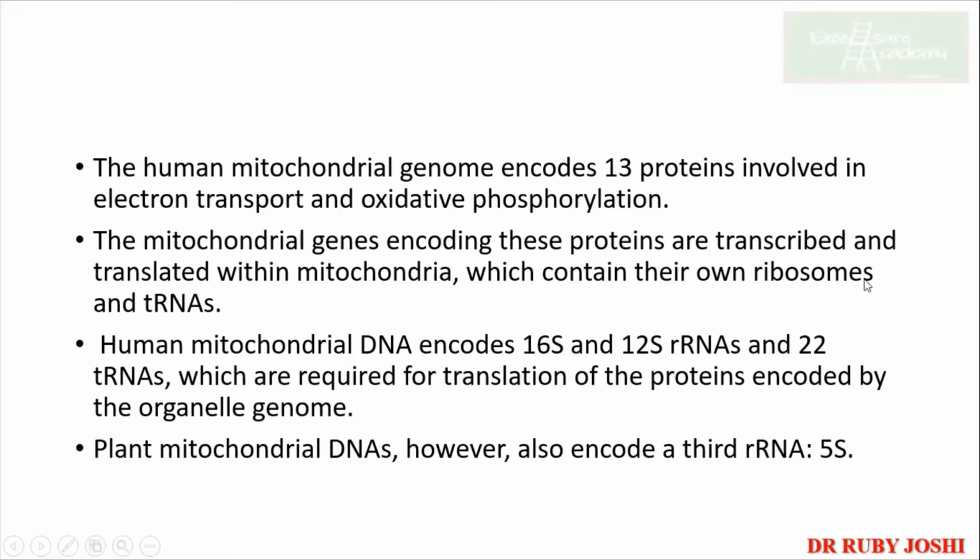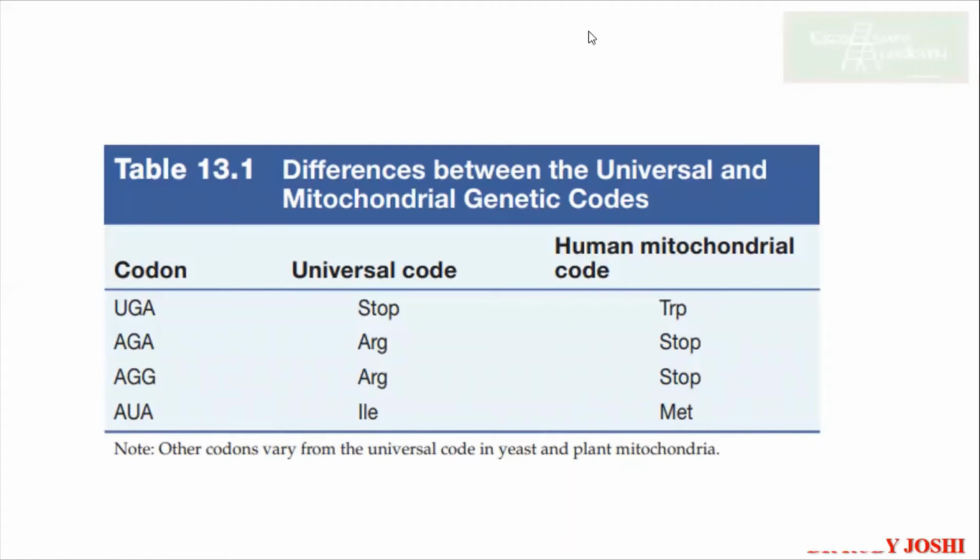We have so many codons, right? 64 codons are there. But in the mitochondrial case, we have only 22 tRNAs. Similarly, plant mitochondrial DNA also encodes a third rRNA, the 5S. This is important for part B, where they ask a question. Universally, we know that UGA codes for stop codon, but in mitochondria it codes for tryptophan. AGA and AGG code for arginine, but here they are stop codons. AUA is for isoleucine, but here it is methionine. This is something you need to remember.